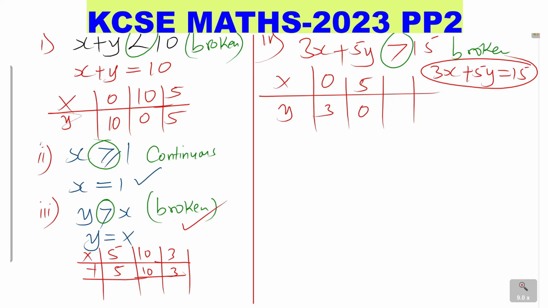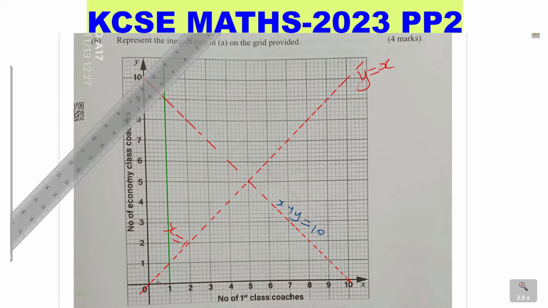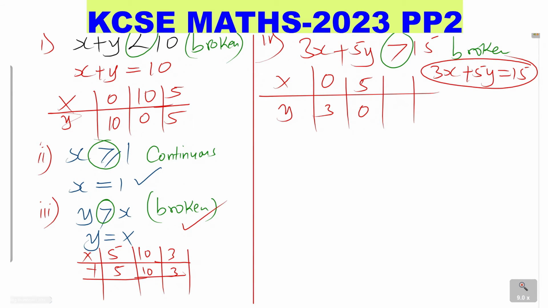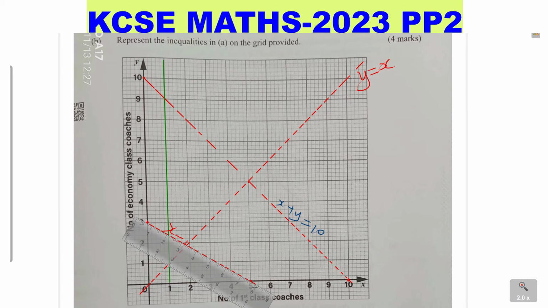The next one, which is the last one, 3x plus 5y is greater than 15. So you're plotting this: 0 3, and then we have 5 0. Those two are enough. These are the points that you need to join, 0 3 and 5 0, in a straight line. This is the line, and that line should be broken.